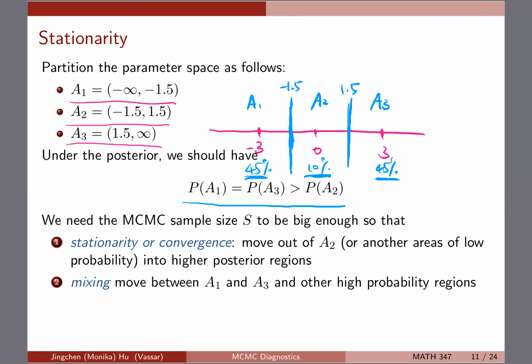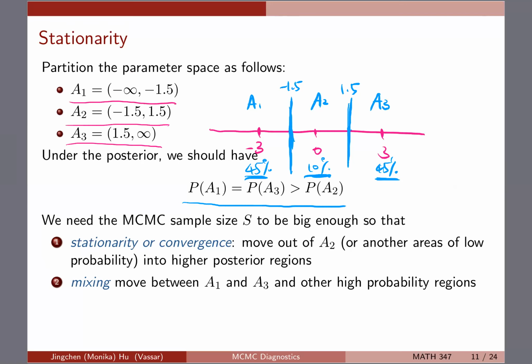And we also talk about mixing. That means that once you reach A1 or A3, a good mixing of the chain will be that I can still bounce back and forth because they should be equally likely, about 45%. Okay, so those are some other terminologies over here, but again, I think you should think of it as the most intuitive way that you think of a chain, what a good chain should be. And all of those terminologies here that we're presenting are just some formal way to define what a good chain should be like.